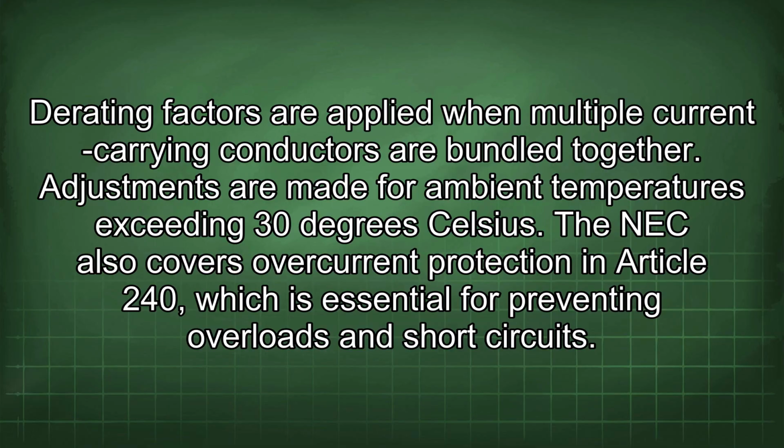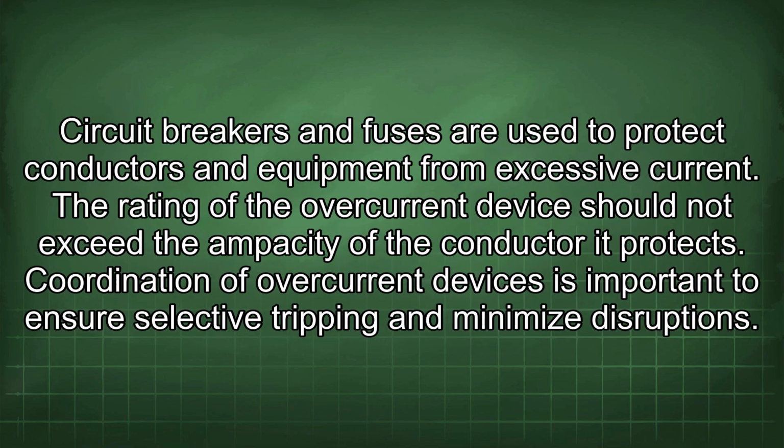The NEC also covers overcurrent protection in Article 240, which is essential for preventing overloads and short circuits. Circuit breakers and fuses are used to protect conductors and equipment from excessive current. The rating of the overcurrent device should not exceed the ampacity of the conductor it protects. Coordination of overcurrent devices is important to ensure selective tripping and minimize disruptions.